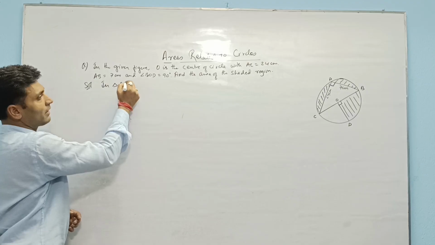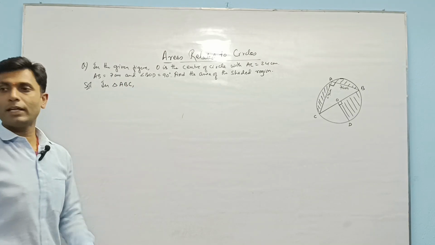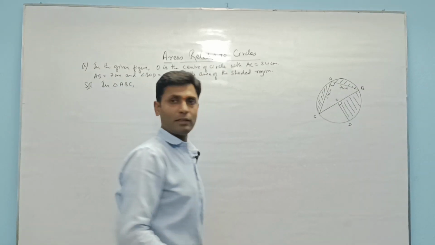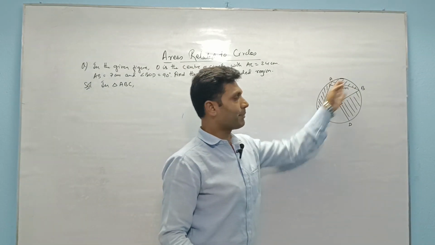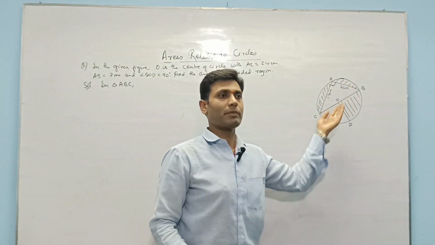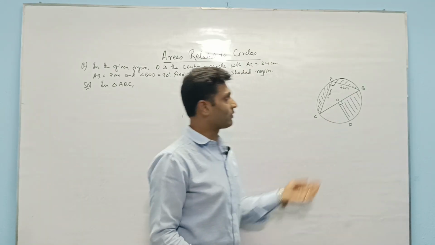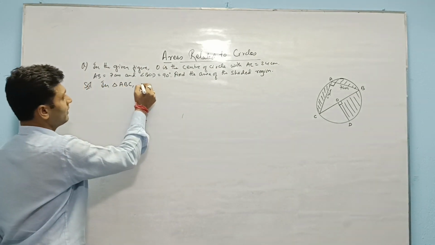By using Pythagoras theorem. In triangle ABC, we can use what? Pythagoras theorem. Because it's a right angle triangle, the base and perpendicular is given. We need to determine the hypotenuse. So what is the hypotenuse here?